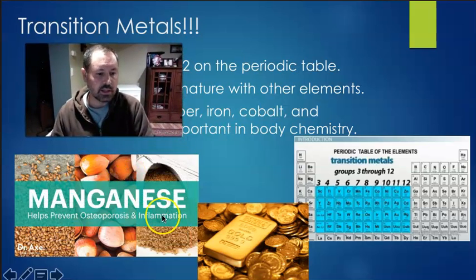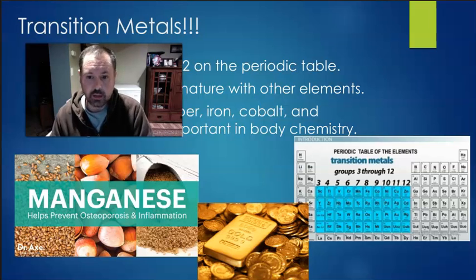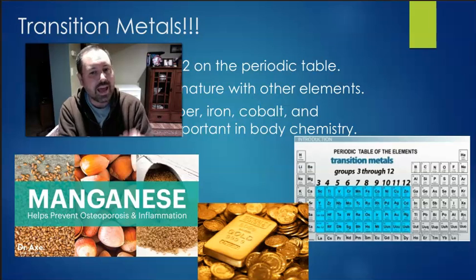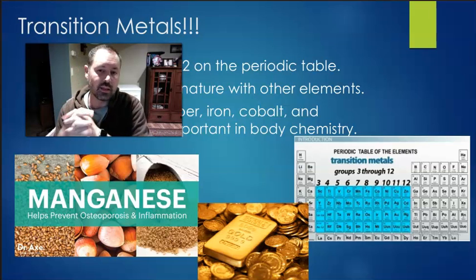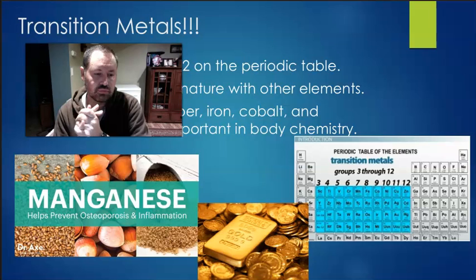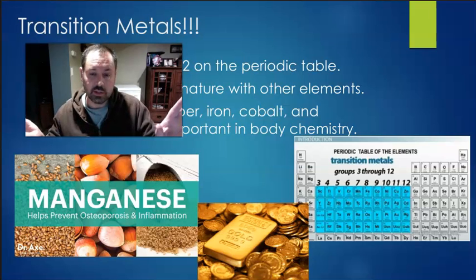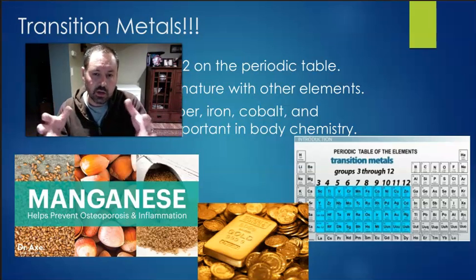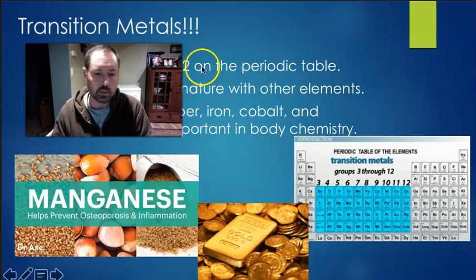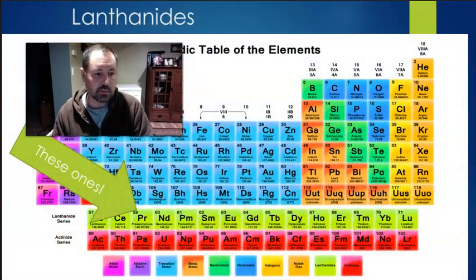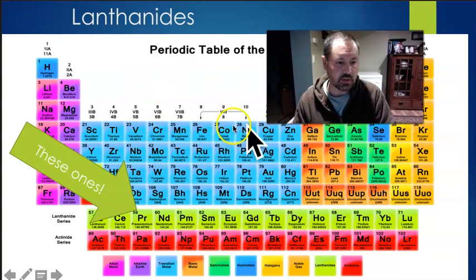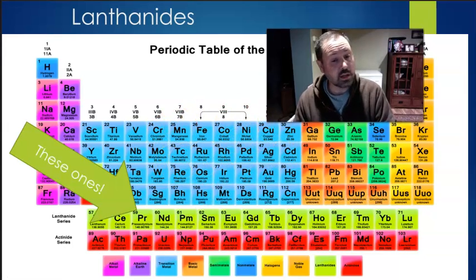But things like manganese, gold, silver, cobalt, iron, these are very important elements, but remember, they don't react the same way that the representative elements do on the outside. So they're their own group right there in the middle. Which ones am I talking about? I'm talking about these ones here. You see the stuff in blue right here? These are the transition metals. Now let's talk about the lanthanides.